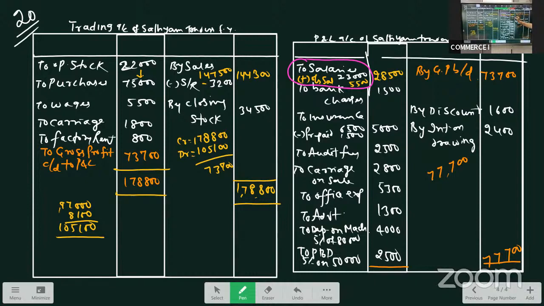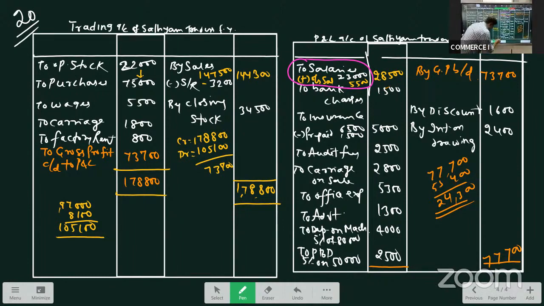In P&L account, the total on the credit side is 77,300. See what is the total on the debit side? 28,500 plus 1,500, it would be 40,300, 45,6, 49,6, 50,900, 52,000, 53,400. If I'm not wrong, 53,400. So 24,300 is the net profit what we got.